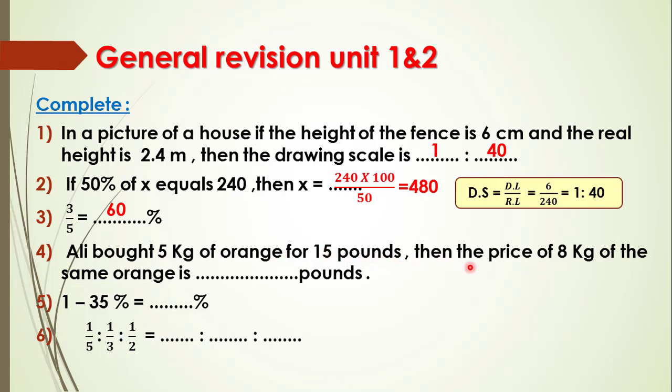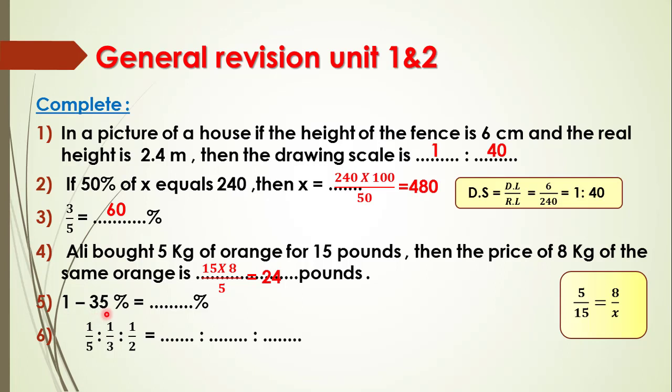Number 4, Ali bought 5 kilograms of orange for 15 pounds. So then the price of 8 kilograms of the same orange is, we can use proportion, or we can calculate the price of 1 kilogram then multiply by 8. Okay, let's use proportion. It means 5 over 15 equal 8 over x. x equal 15 times 8 over 5. So the result will be 24 pounds. By the same way, we can calculate the price of 1 kilogram by dividing 15 divided by 5 equal 3, then multiply 3 by 8, the same.